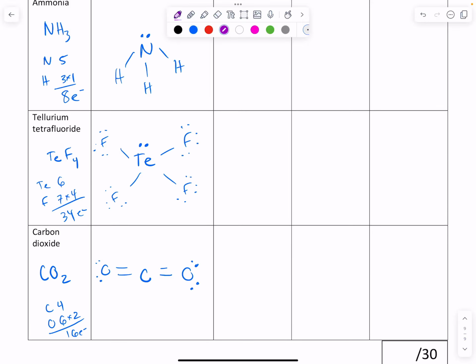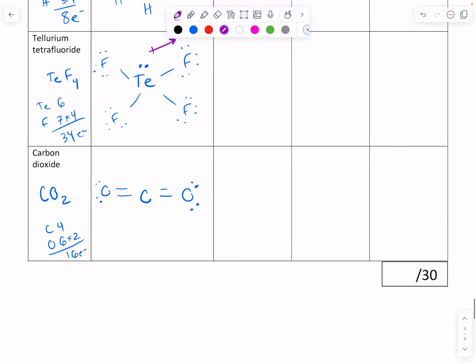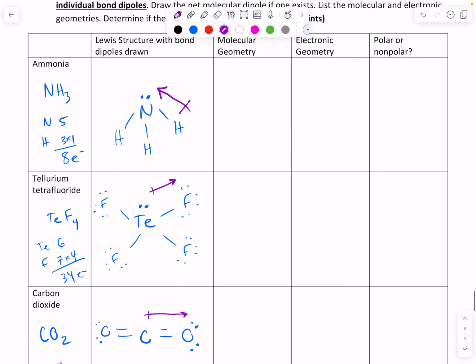Now, bond dipoles. Remember, you draw the least electronegative gets the positive side, the most gets the arrowhead. So hydrogen, less electronegative than nitrogen, so it goes toward that way. Fluorine is the most electronegative atom, so it gets to pull it toward it. And then carbon, oxygen. Oxygen is more electronegative than carbon. So there's my bond dipoles.